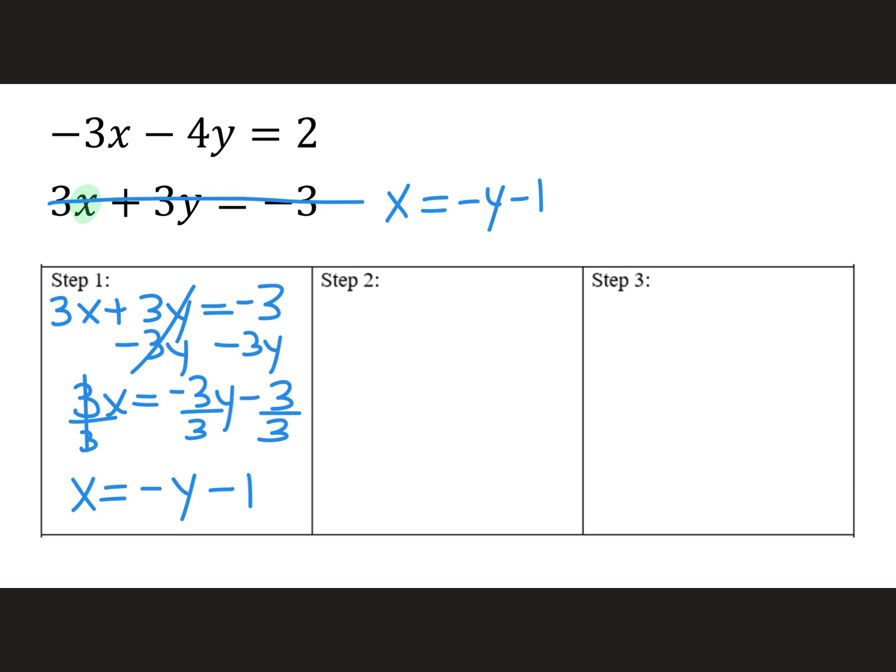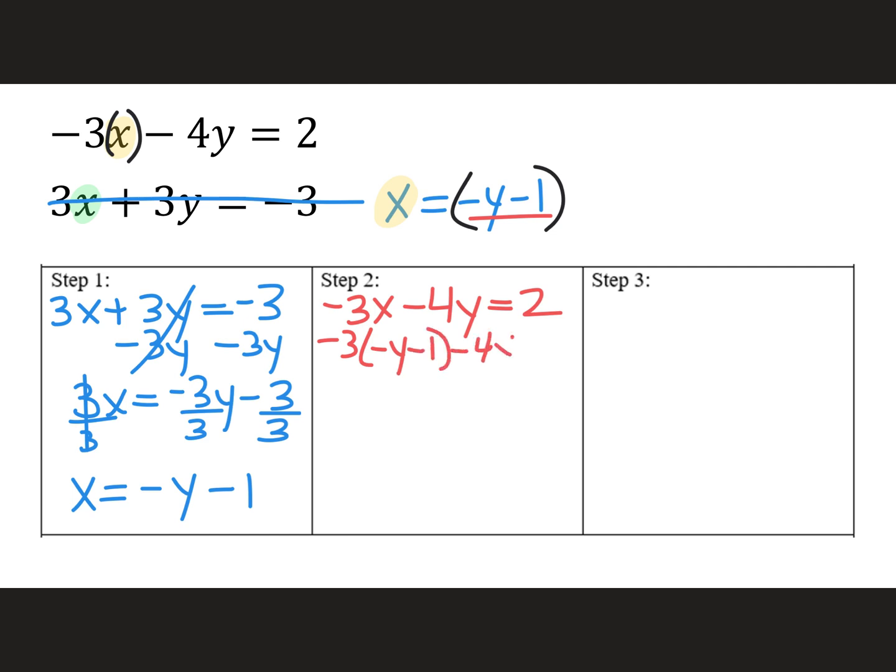All right, next step is I know that this x is going to go here. And so this right here is going to go right up here when I write it. So I'm not going to do my arrow. I'm just going to write -3x minus 4y. Sometimes it's good just to rewrite the problem so you really can see it here. Now I'm going to put this where x is. So -3 times -y minus 1. Then minus 4y equals 2.